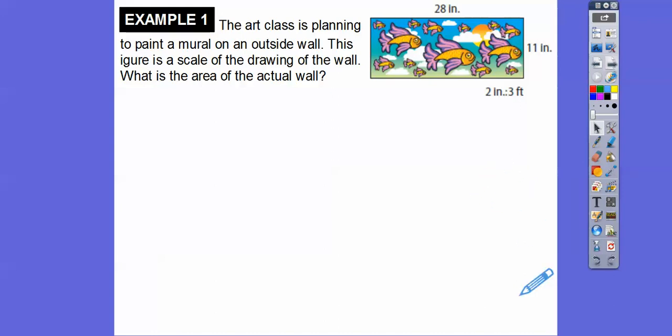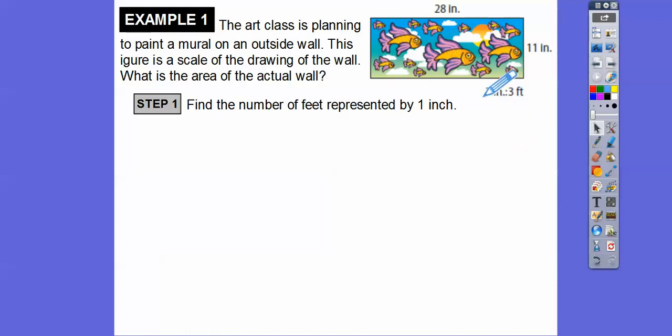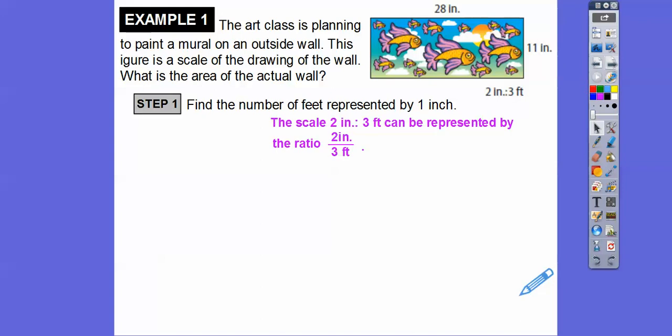Okay, so first find the feet represented by 1 inch. Okay, so here we have 2 inches is 3 feet. Okay, here's our scale right here. So we can represent 2 inches to 3 feet as a fraction, you guys. 2 inches to 3 feet is 2 inches over 3 feet, and that's how we're going to do this, because we can simplify that. Okay, we want to get a unit scale. Unit scale is when the denominator or the numerator is 1.